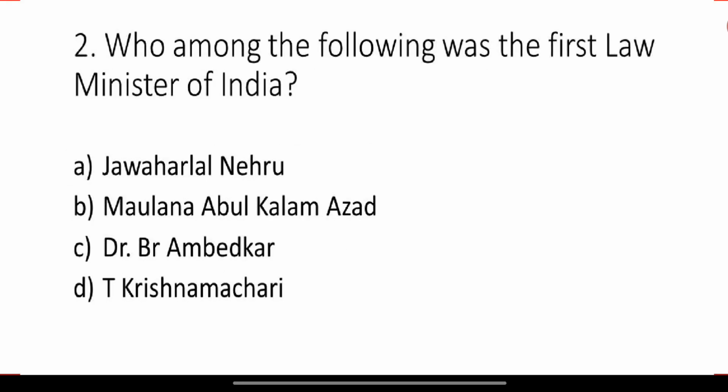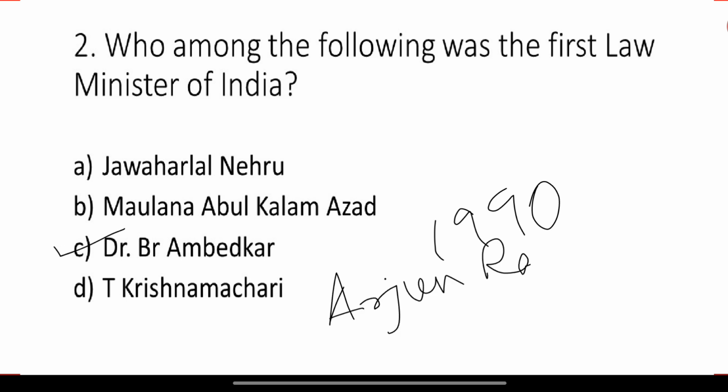Second question. Who among the following was the first law minister of India? Option C, Dr. B.R. Ambedkar. He is also known as Baba Saheb. He was posthumously awarded the Bharat Ratna in 1990. Who is the present law minister? Arjun Ram Meghwal.